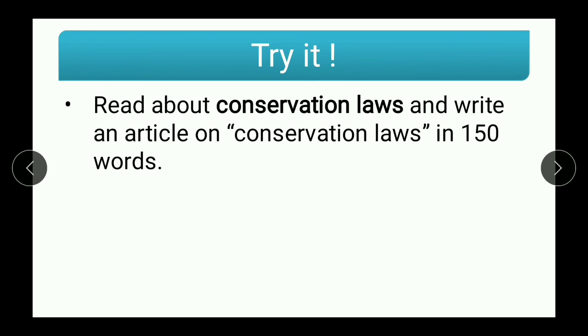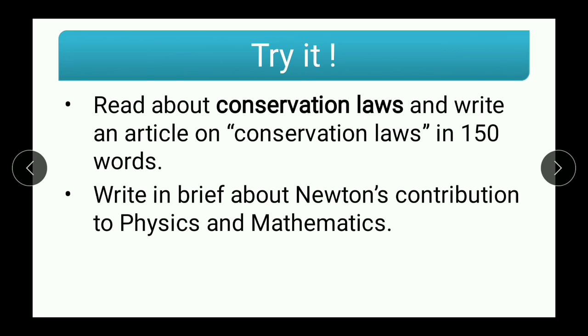You can also refer to any other book, or you can refer to the internet also if you have access to it. So you have to read about conservation laws and write about them. You have to write about conservation laws in 150 words. Okay, and there is another homework for you.